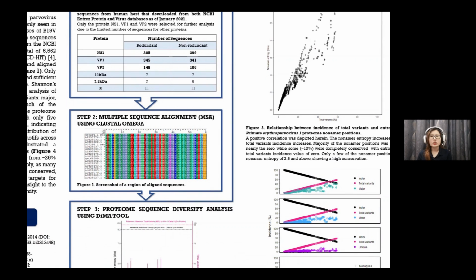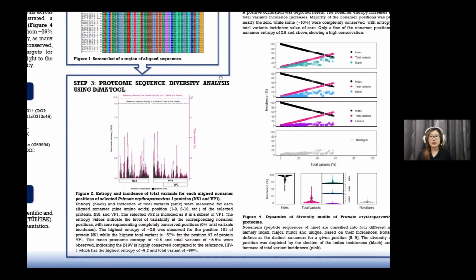Shannon entropy calculation and quantitative pattern analysis of sequence diversity motif were carried out for each of the overlapping non-normal positions of the proteins. The motif includes the index and its variants, which are subgrouped into major, minor, and unique, which I will explain further later.